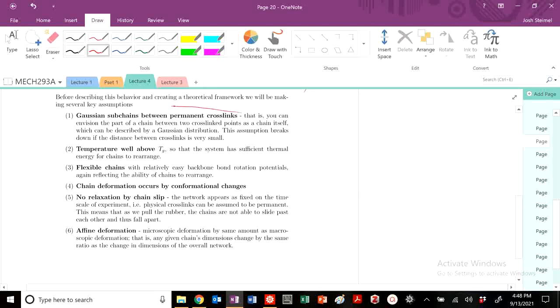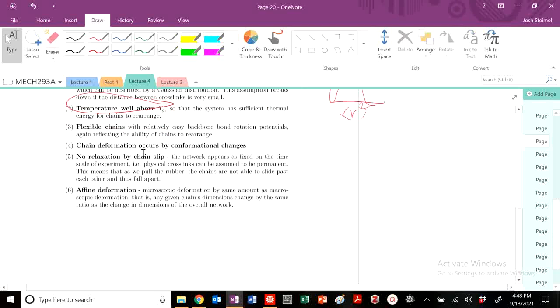So in between our permanent crosslinks, our chains are going to behave Gaussian. Basically, the distribution of their sizes is Gaussianly distributed. If I look at the end-to-end distance squared of my chain, the probability is Gaussian. So that's one. Our temperature is well above Tg. That's great, because, again, this is the distinction.